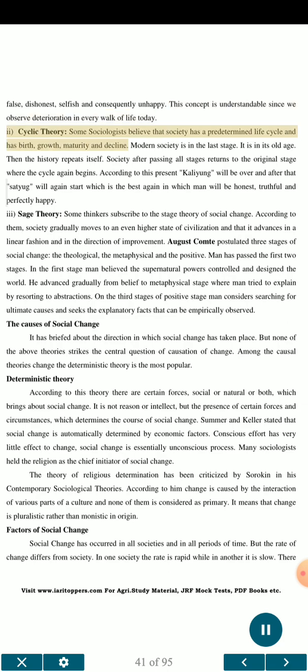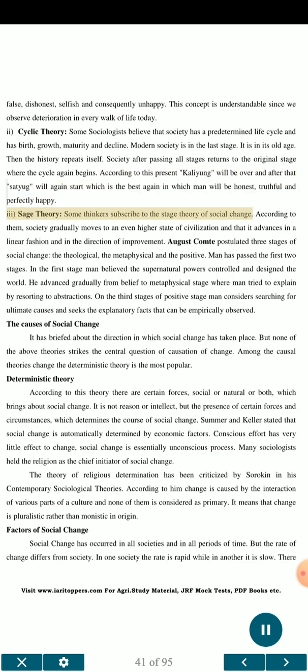Cyclic theory. Some sociologists believe that society has a predetermined life cycle and has birth, growth, maturity and decline. Modern society is in the last stage. It is in its old age. Then history repeats itself. Society after passing all stages returns to the original stage where the cycle again begins. According to this, Kaliyug will be over and after that, Satyug will again start, which is the best age again, in which man will be honest, truthful and perfectly happy.